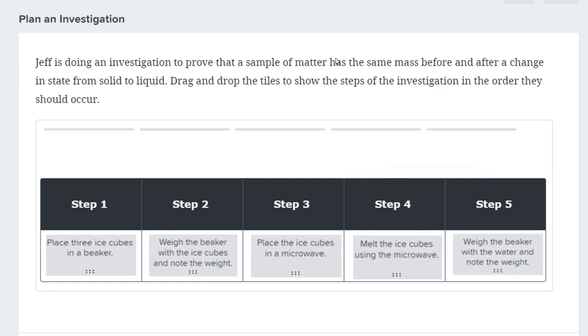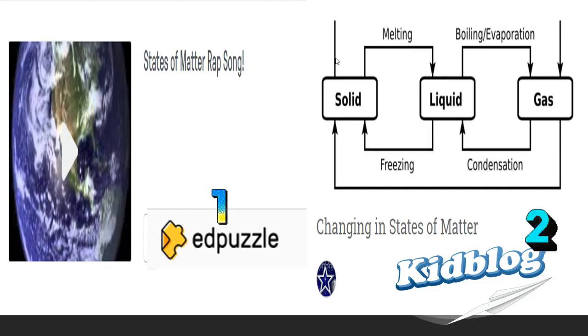So remember, he wanted to find out because his claim was that he had the same mass before and after he went from a solid to a liquid. So he put the ice cubes in a beaker. He weighed it. Then he put it in the microwave and he melted it. And then he weighed it again. Nothing was lost. So he's going to have evidence that it's going to weigh the same thing. So very good.